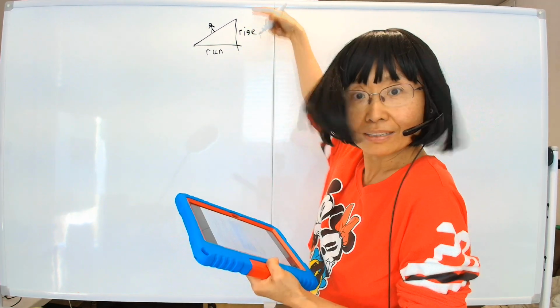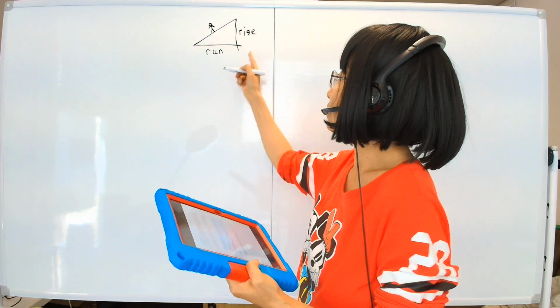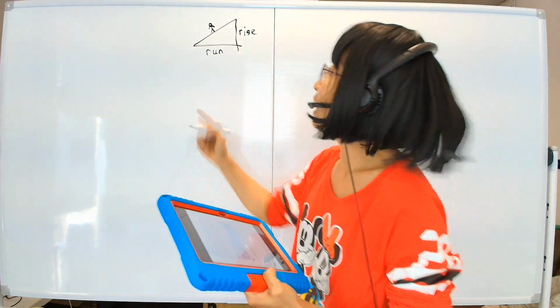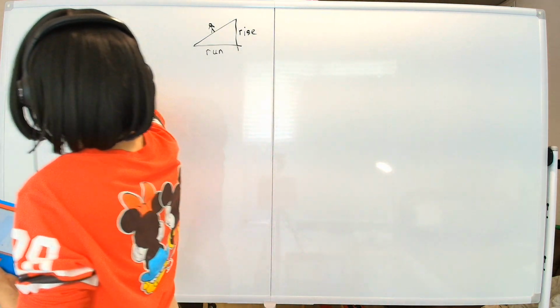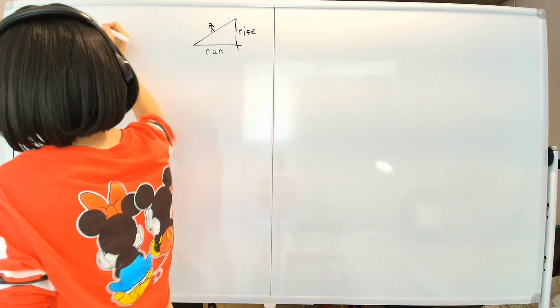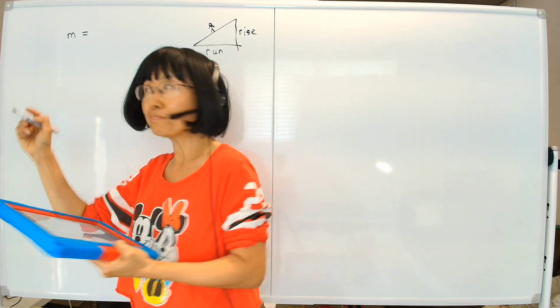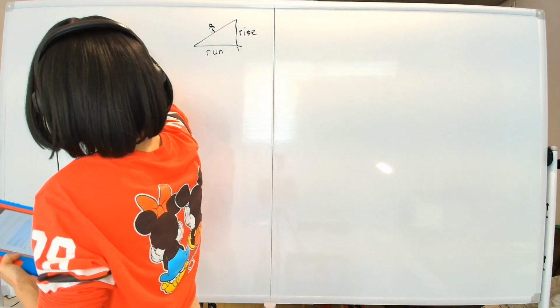It's obvious why this is called rise. I don't know why this is called run. I guess you've got to run over there. But anyway, the slope, which is always called m, I don't know why that is, M, which is the slope, is defined as rise over run.